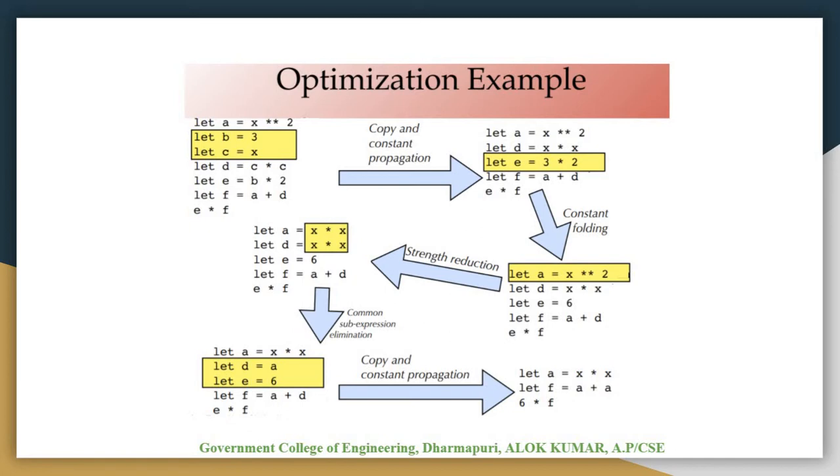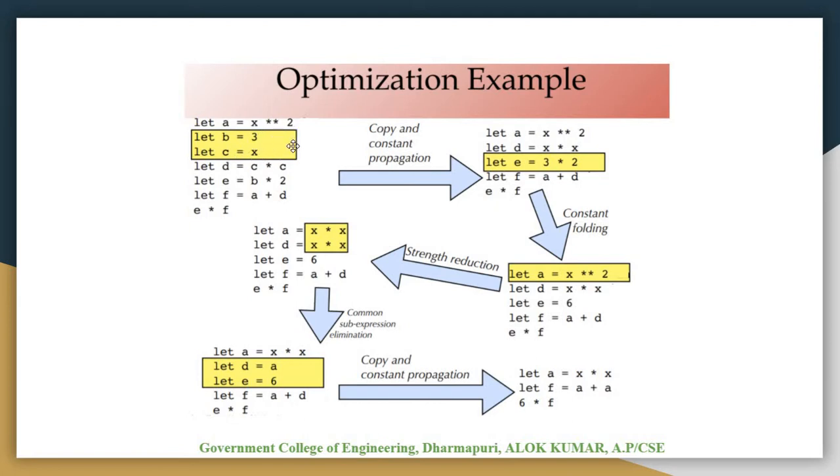See here, suppose we have some code like this: a equals x power 2, b equals 3, c equals x, d equals c into c, e equals b into 2, f equals a plus d, and lastly e into f. We can see that copy propagation and constant propagation can be used here. This one is constant propagation, this one is copy propagation.